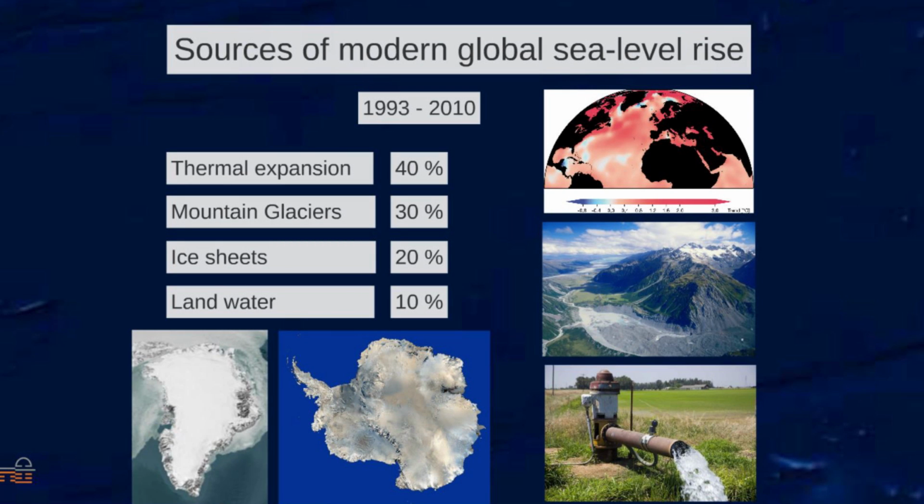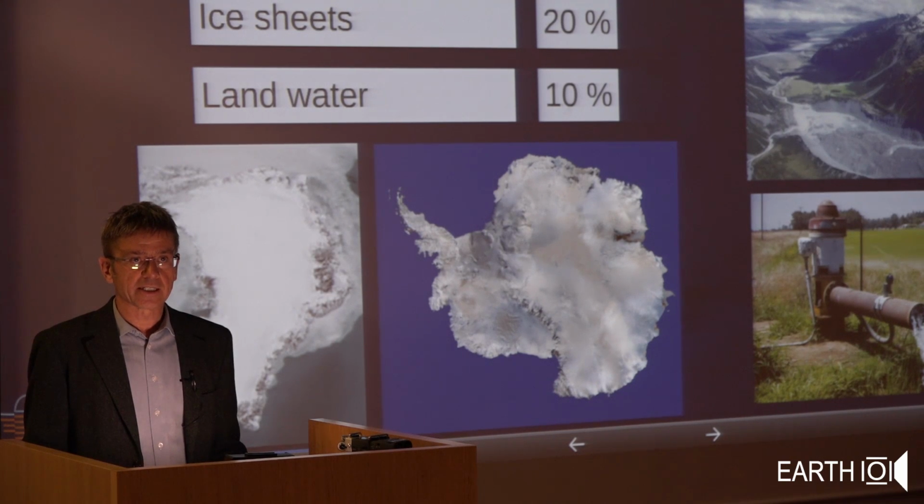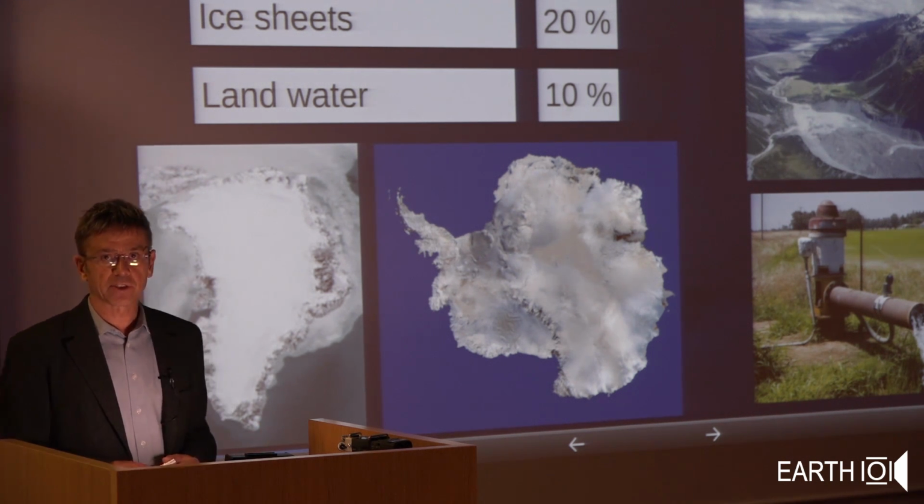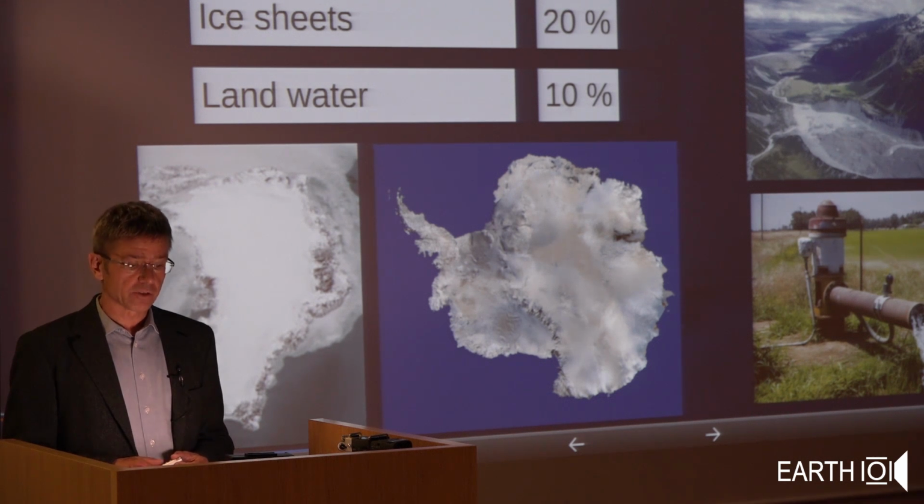What are the reasons for this modern sea level rise in the satellite era? There are different components that can be individually attributed, and thermal expansion of the seawater contributes about 40% of that rise of 3 millimeters per year. That is simply the fact that water expands when it is heated up, and the surface oceans are, of course, getting warmer, and that is one reason why sea level is going up.